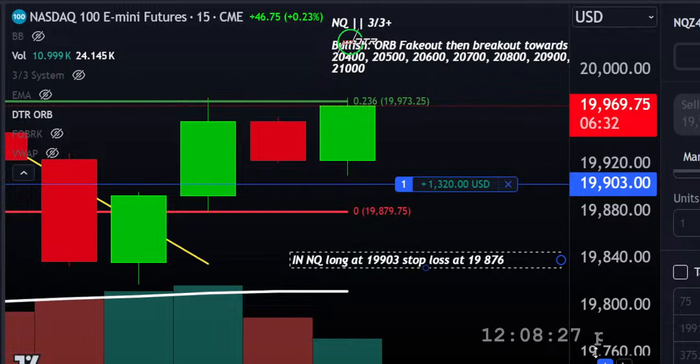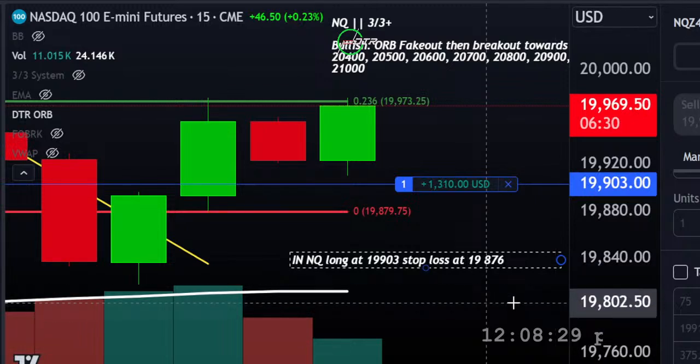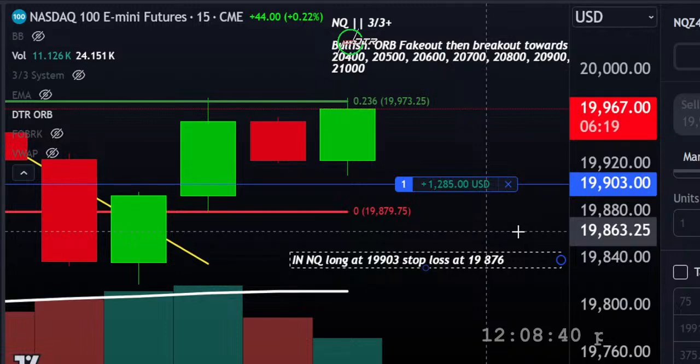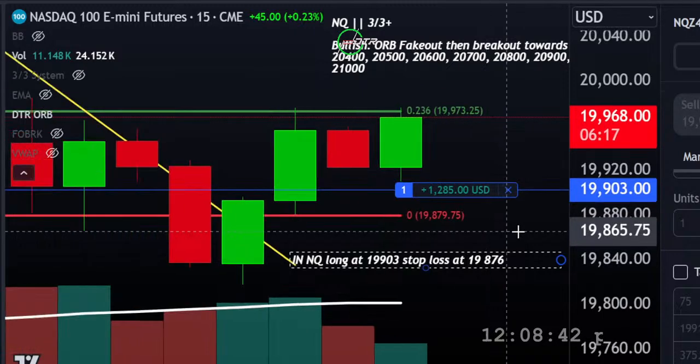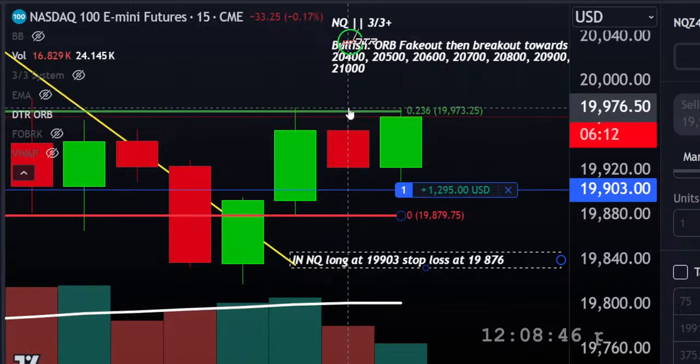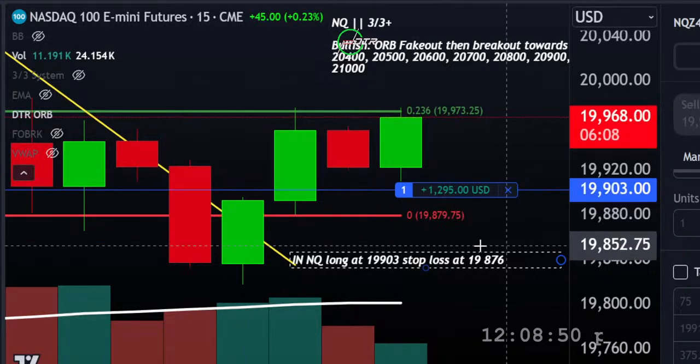Yeah, that's beautiful. We made a higher high here yet on this candle? Not yet, I don't think.